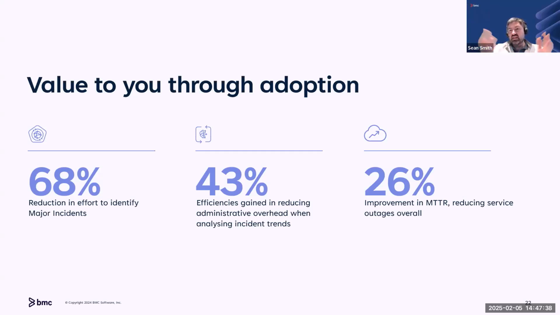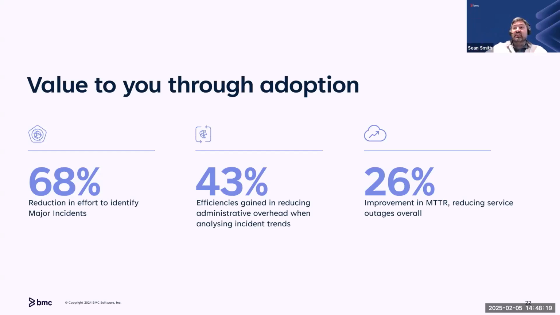We are producing many agentic AI solutions in that space. I'm sure Sam has got a number of webinars that she's already run and will continue to do as agentic AI takes a foothold and we release it to the markets. But for today, a 68% reduction in effort to identify major incidents. I think you can all see that the AI is doing the analytical work for us by putting things into clusters, grouping things together nice and neatly. 43% efficiencies gained in reducing administrative overhead when analyzing incident trends.